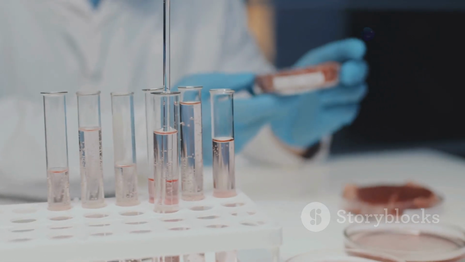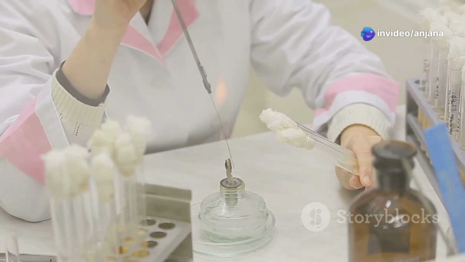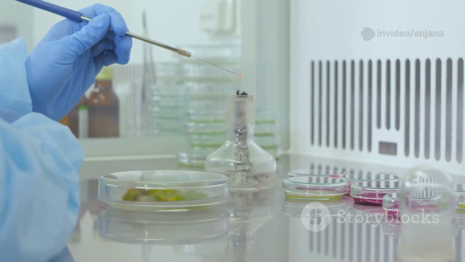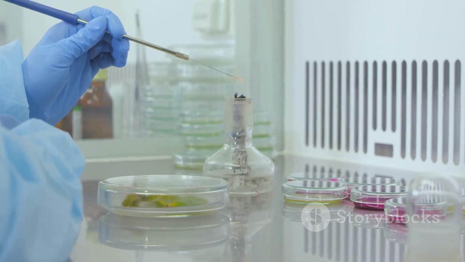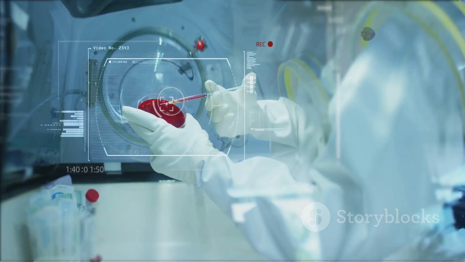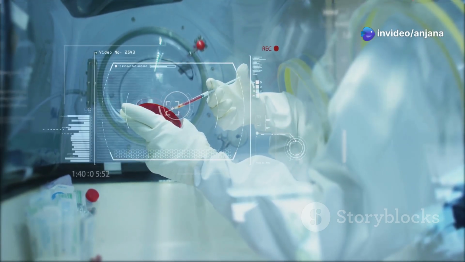Aseptic technique is closely related to sterilization. It refers to the set of practices used to prevent contamination of sterile materials and cultures. This includes working near a Bunsen burner flame, which creates an upward current of sterile air. It also involves minimizing the exposure of sterile media to the air and handling sterile equipment carefully.